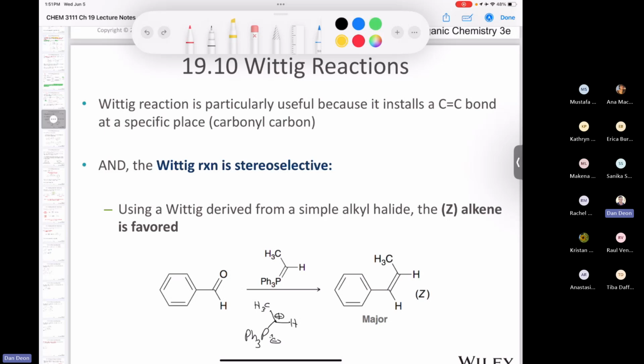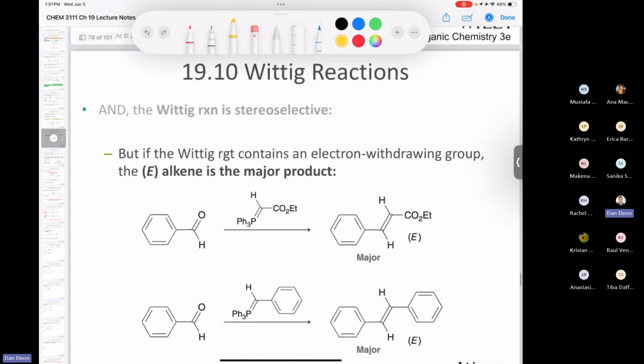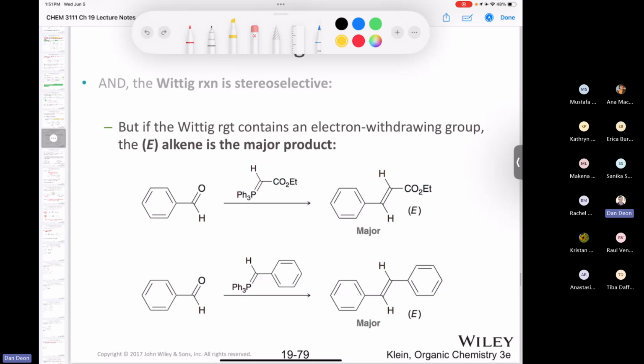Okay, so let's highlight what's important here. If you have a simple alkyl halide as your starting material, you're going to form the Z alkene, the zusammen, together. Or this one, you can see it's also cis. Anyhow, however, if you have something that can stabilize the negative charge, here we have an ester group that can stabilize a negative charge.